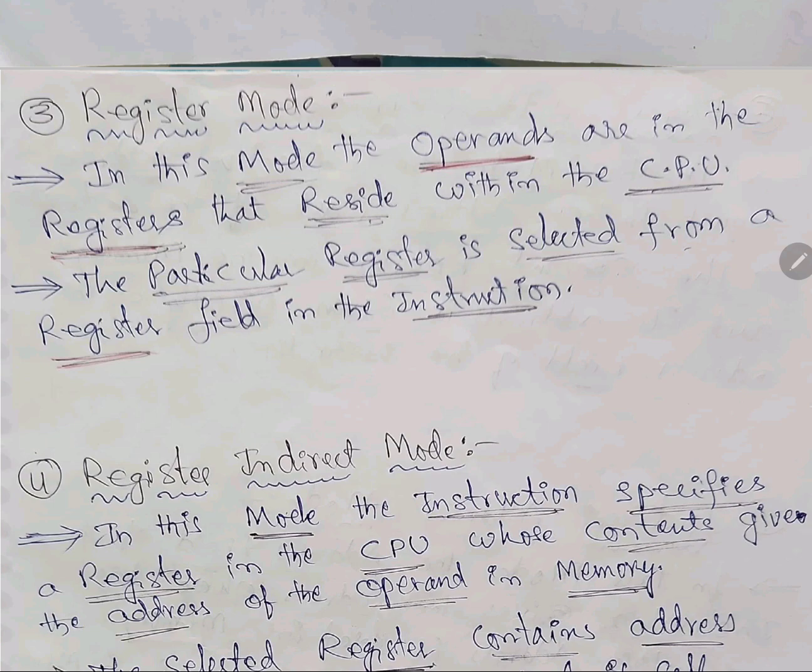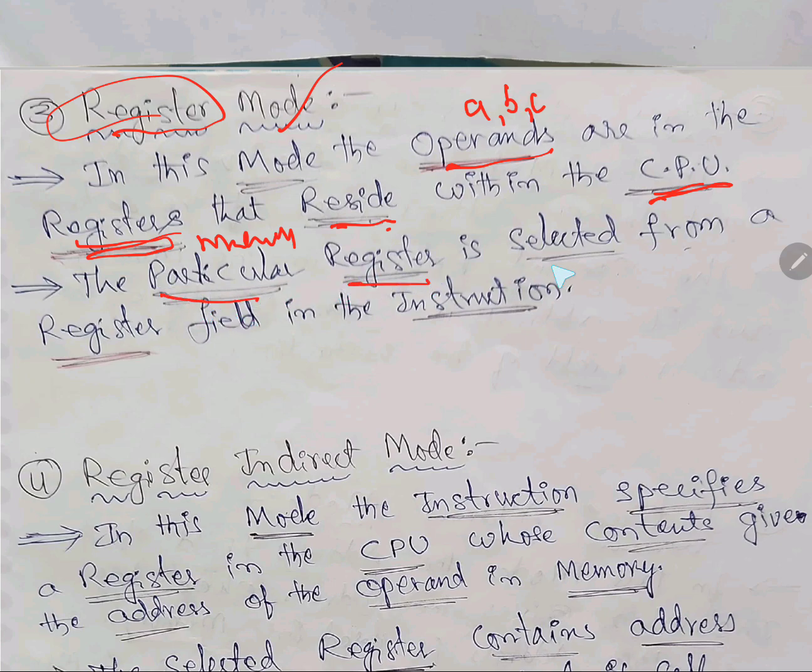Then the next heading, the third one, register mode. Here in register mode, very simple. In this mode, operands, values, variables, some variable A, B, C, are in the registers. Register means the smallest memory that resides inside the CPU. Under the CPU we have registers and cache memory, already told in my previous videos. The particular register is selected from a register field, out of so many register fields.